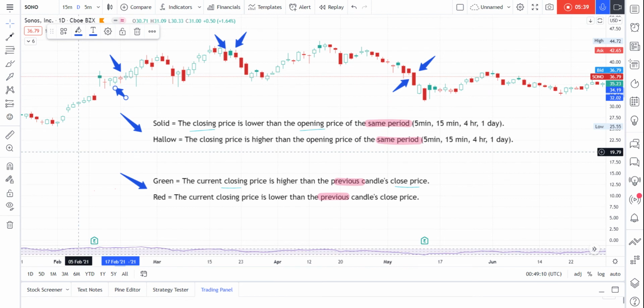Okay, so you could practice more and look at the chart and go over each one, and see the relationship between all these candlesticks.